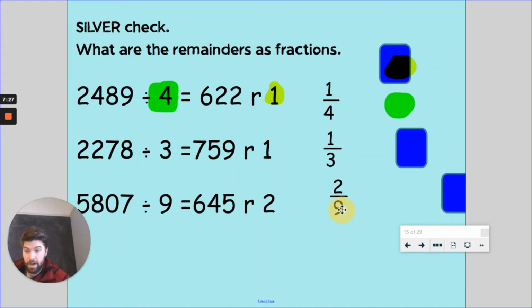This is because what's remaining is the amount of parts left. And remember 9 in this last example, what you divided by, that is how many parts make up the whole. So 9 parts make up the whole, and we've got 2 of those parts left. So it's 2/9.